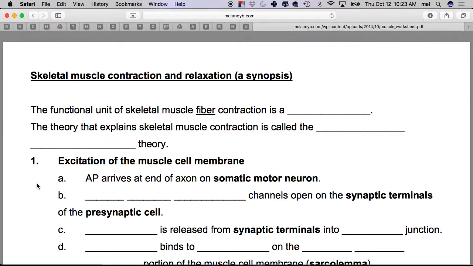Now we are at C. C is the neurotransmitter, the only neurotransmitter that is relevant in this story. That neurotransmitter is released from the synaptic terminals. What is the neurotransmitter? And it's released into the blank junction, which is the type of synapse between a neuron and a muscle, and it's called neuromuscular. Very good. Neuromuscular junction of the presynaptic cell. Good.